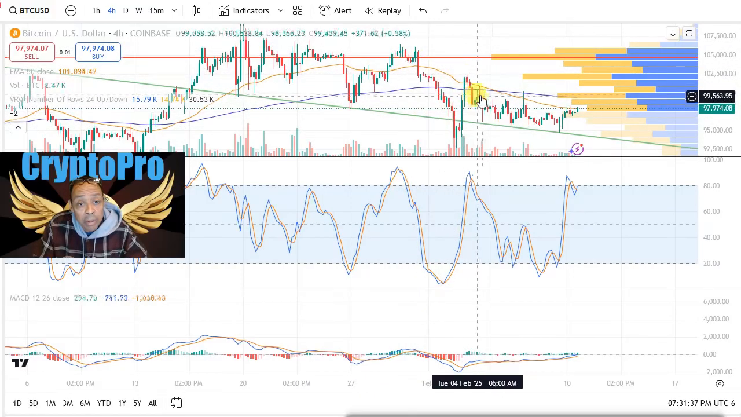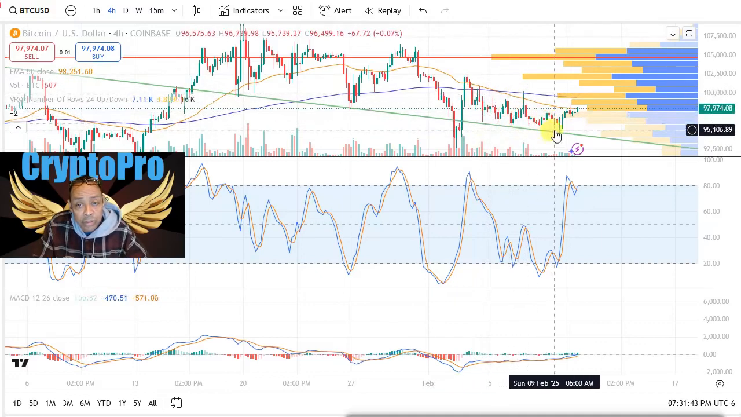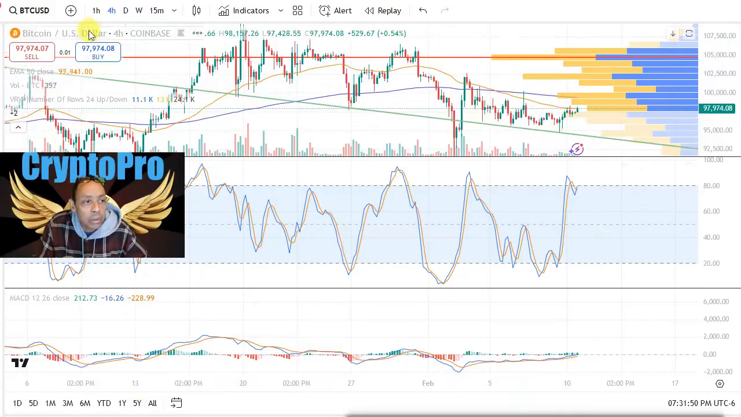Then it goes up, bounces to the green, goes up, bounces to the green, goes up, bounces to the green, goes up, bounces to the green. Bouncy ball, except this table is sloped downward.